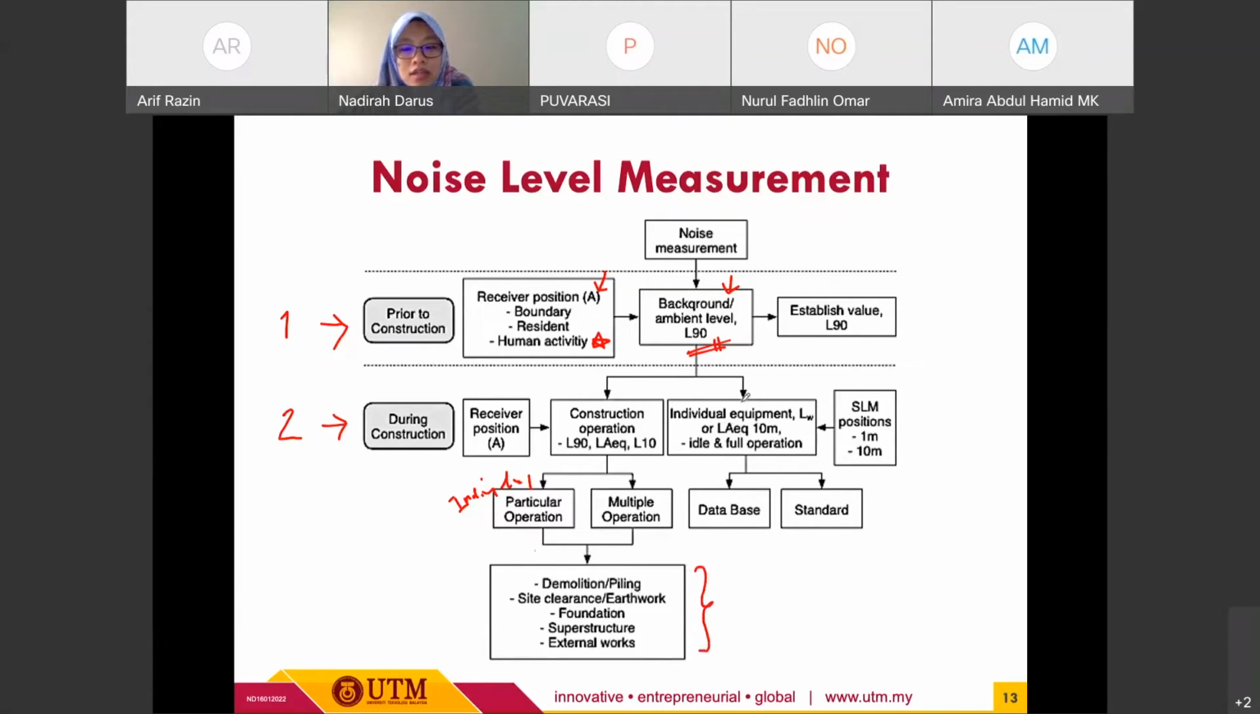For individual equipment, it is mostly measured to be included in a database. The respective department would like to update their database on the sound power of each individual construction plant and machinery. And for sure they also want to include it in the standard, right? So that's regarding the types of noise level measurement categories. Next one, still related to the description.